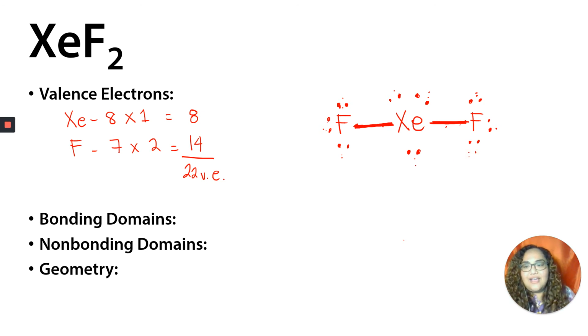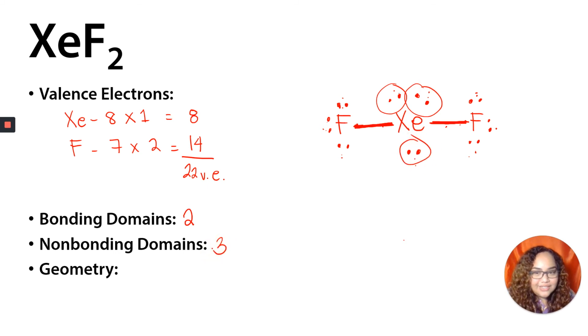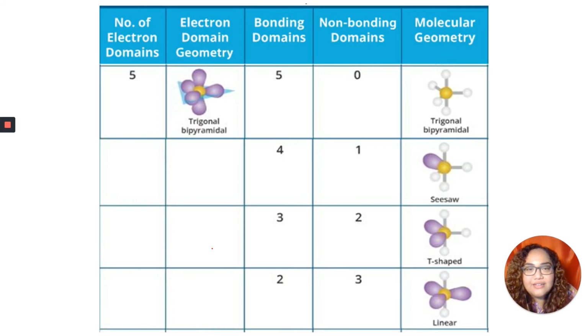Okay, so let's look at how many bonding domains there are. So how many atoms are bonding towards xenon? There will be 2. How about for the non-bonding domains? How many non-bonding pairs are there? So you have 1, 2, and 3. So let's look at the geometry. So bonding domains 2, non-bonding domains 3. Okay, so 2 and 3, which would it be? It would be this one. It would be trigonal bipyramidal, but it would be linear.